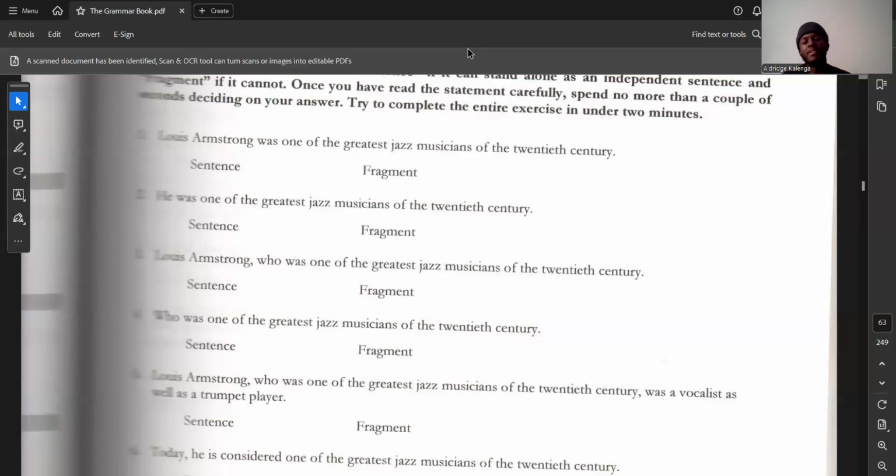Peer pressure, my guy. Okay. No, so you guys are actually correct. I'm just playing. That's great. So that's a sentence, right? Because it's complete. Louis Armstrong was a jazz musician of the 20th century.